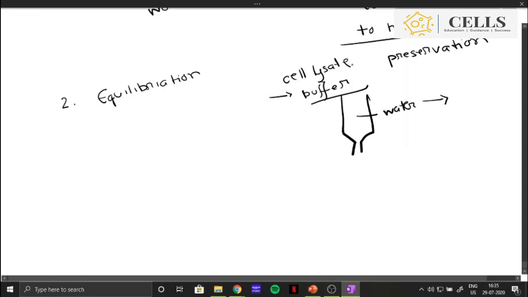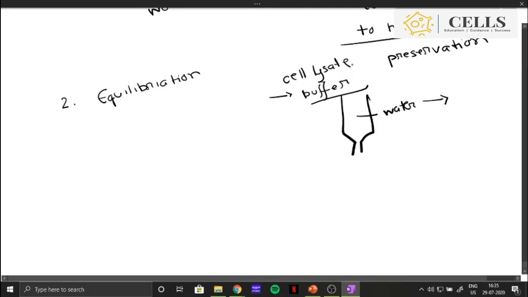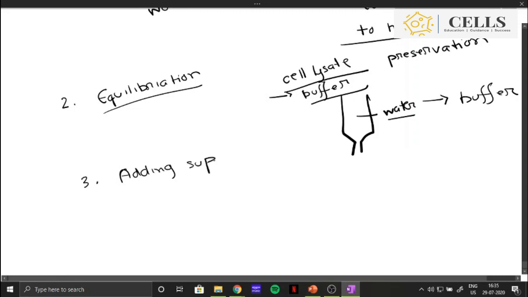Suppose the cell lysate is made in a buffer and you put that into a column that contains water. There is a change in pH and a change in environment, so the protein can get a shock and it can precipitate or anything. In order to prevent that, we change the water medium to the buffer medium, the same buffer in which the cell lysate is made. This process is called equilibration. The third step is adding supernatant.